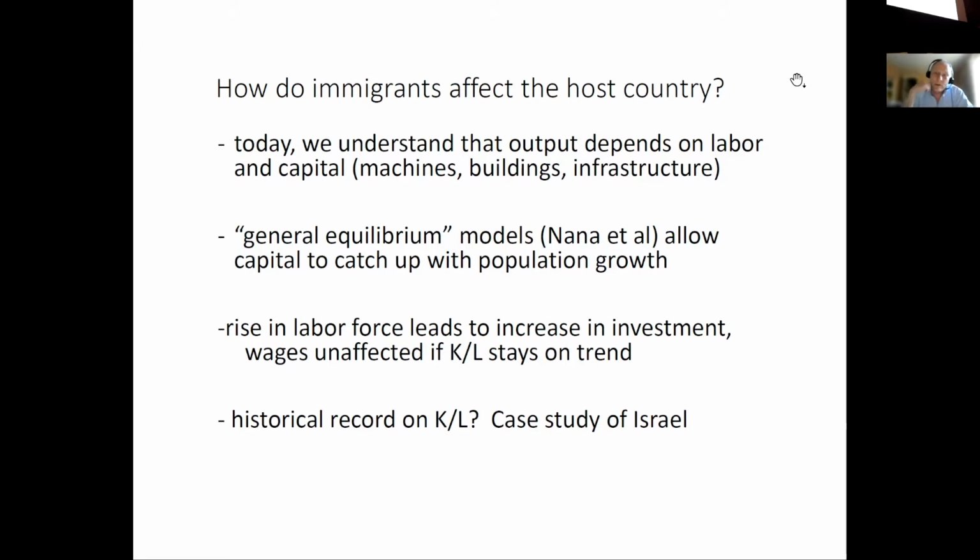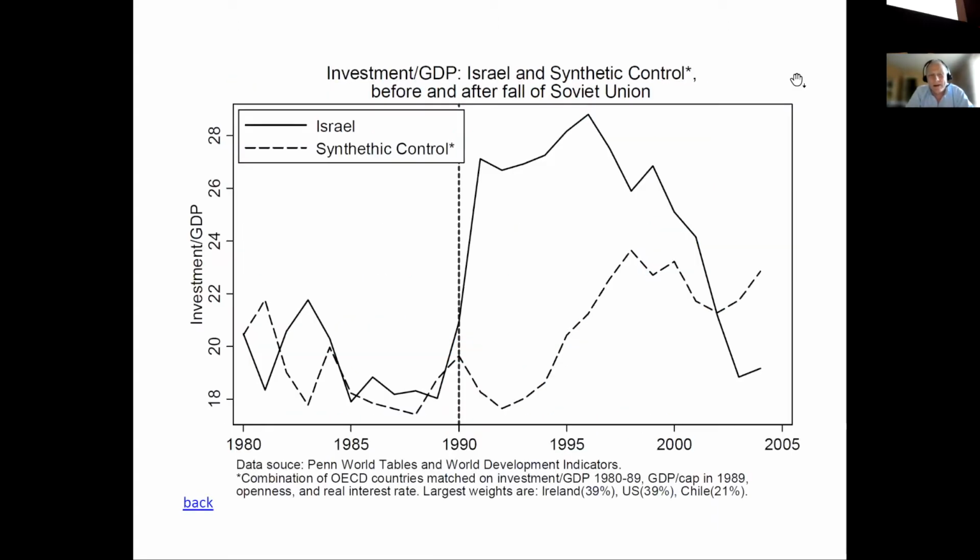There's a really interesting case study of Israel. After the fall of the Soviet Union, there was a massive migration to Israel. And this is a data set that shows the rate of investment. The solid black line is the rate of investment in Israel. And there's a dotted line here, which is a set of other countries which kind of track Israel in the period from 1980 to 1990. And you can see, relative to that comparison, Israel had a massive increase in investment to accommodate that.